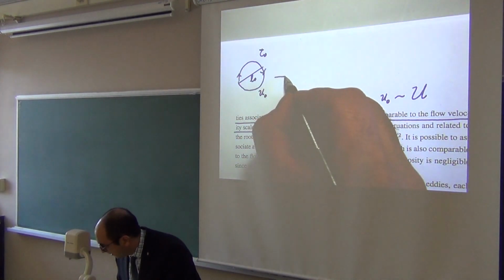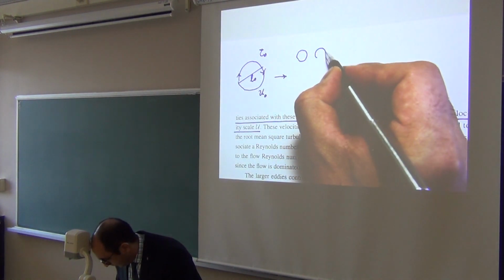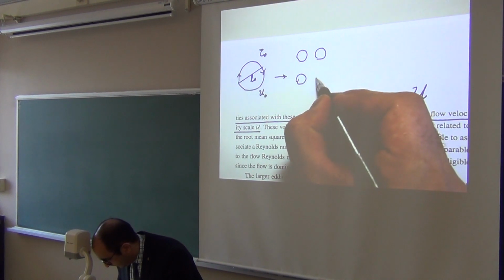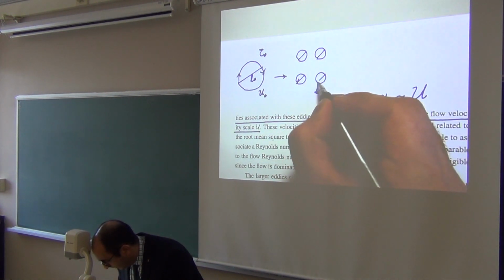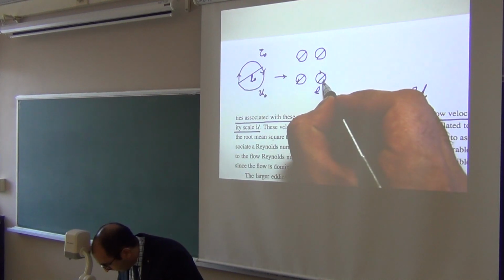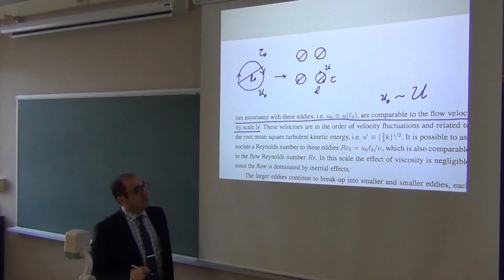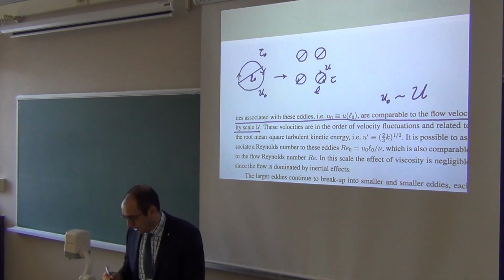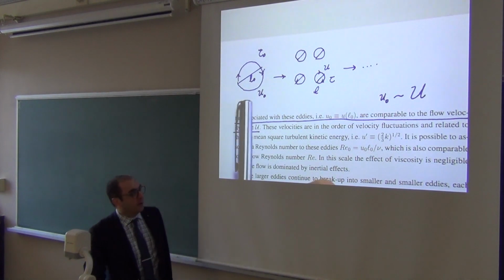Obviously, the energy cascade requires this to break down to a smaller size, say L, with some velocity U and some time, and it's going to keep breaking down and so on. So here I'm talking about the largest ones.